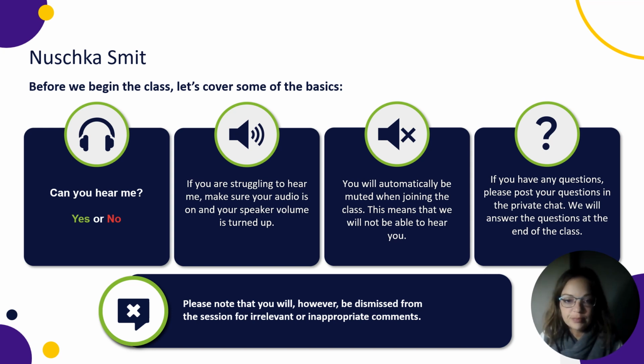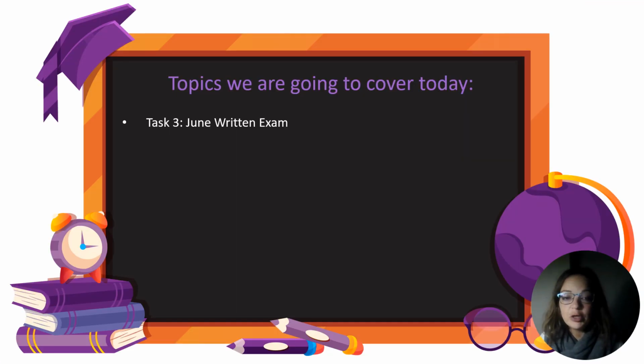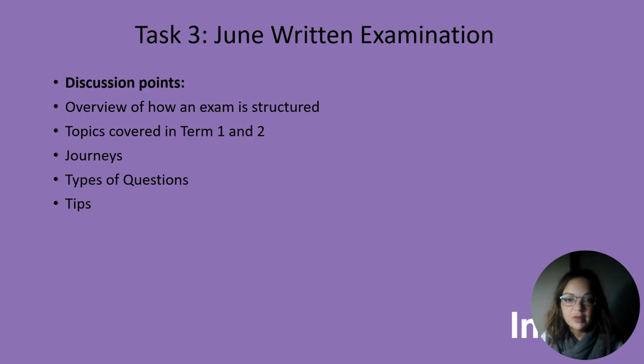Okay, so the topics that we're going to cover today will be Task 3, the June written examination. Our discussion points: we'll look at how the exam is structured, which topics were covered in Term 1 and 2, which journeys you're going to have a look at, and the types of questions that you will get. And then I'll give you some tips.